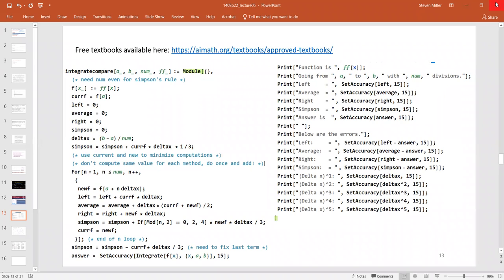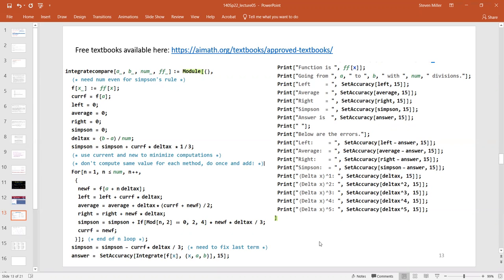What do you think left does? Yeah, it uses the left endpoint, right? Right uses the right endpoint, average uses the average of the two, and Simpson's uses Simpson's method. This stuff over here is basically telling us if n is one of the even indices, you multiply by two. If it's one of the odd indices, you multiply by four.